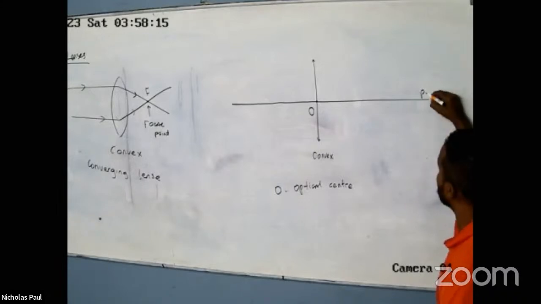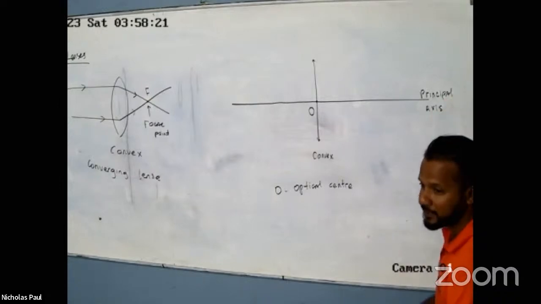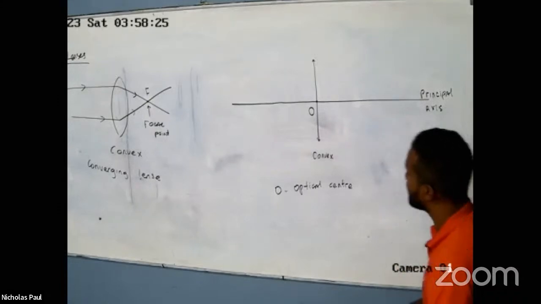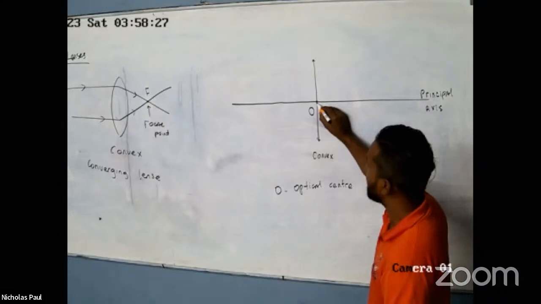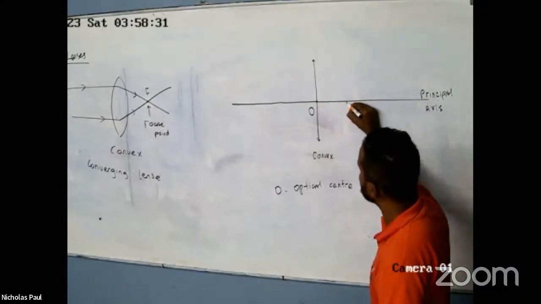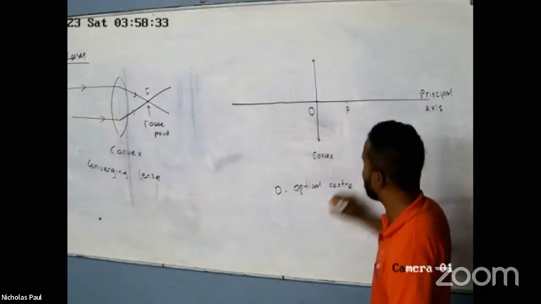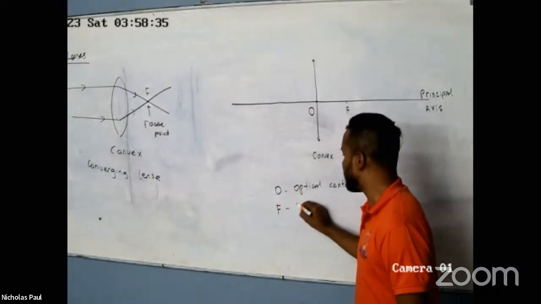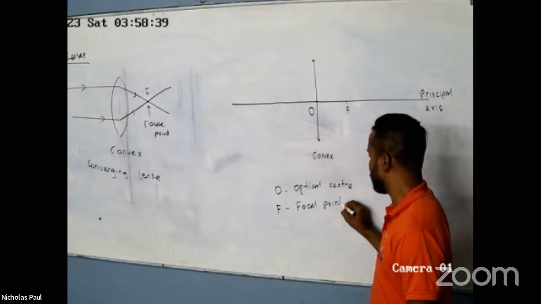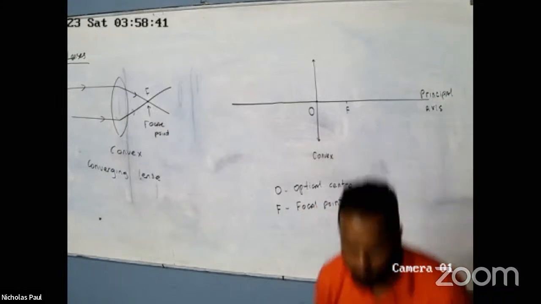Principal axis, right? So there is this imaginary line called the principal axis. From the optical center, go to F. F is called our focal point.